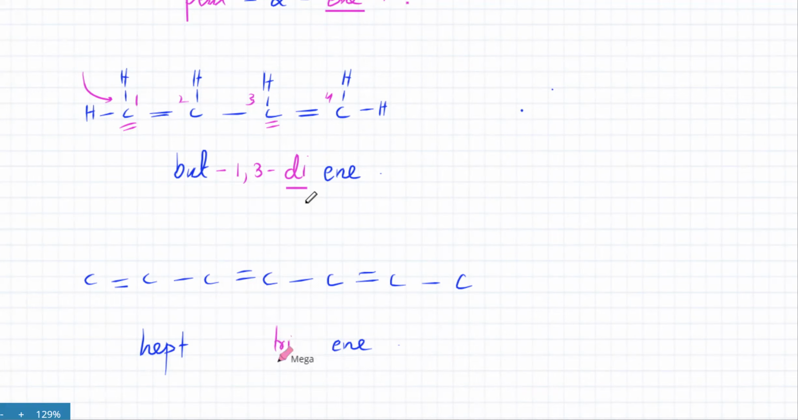It's going to be a triene. And you would have to mention the position of each one of them. So this is 1, 2, 3, 4, 5, and 6. That means the double bonds are at position number 1, 3, and 5. So it's 1,3,5-triene. Is that clear? Yes, sir. Thank you.